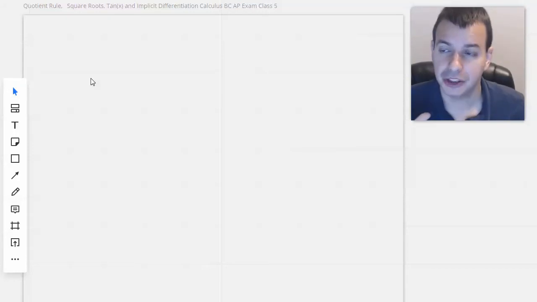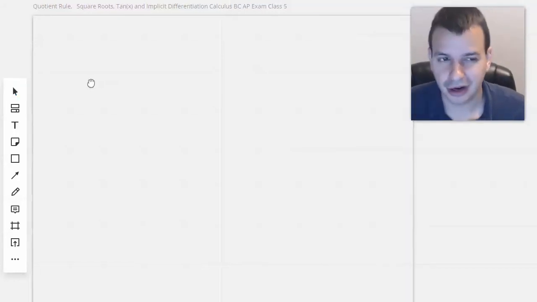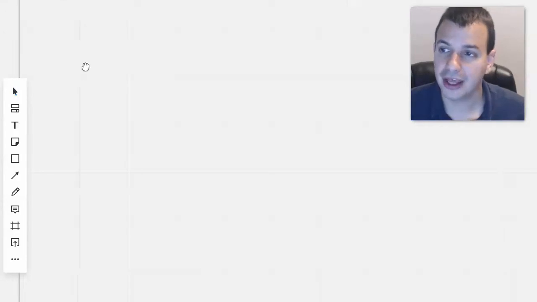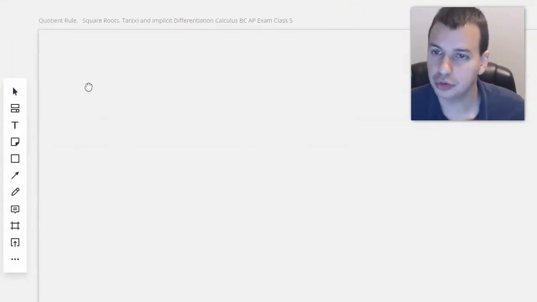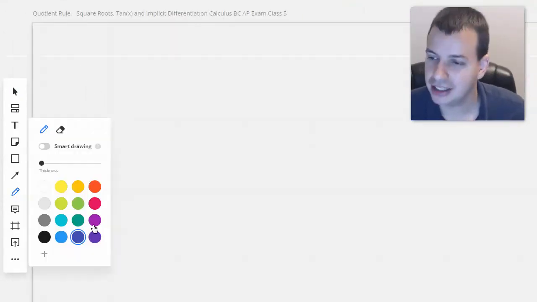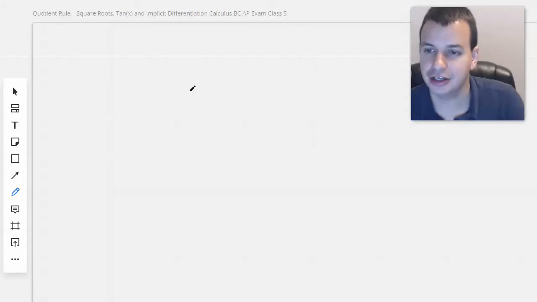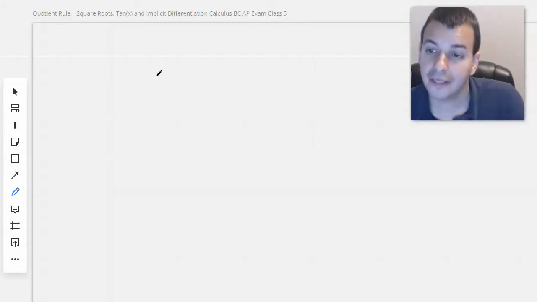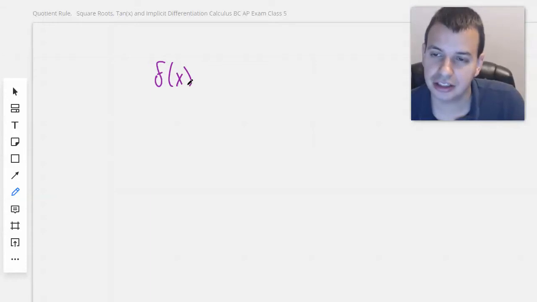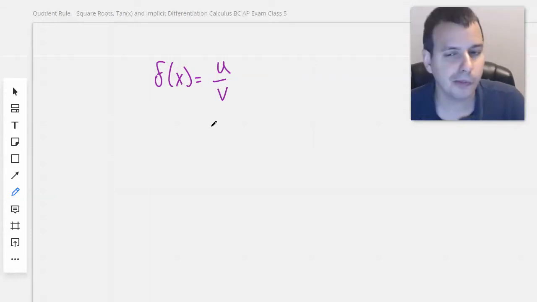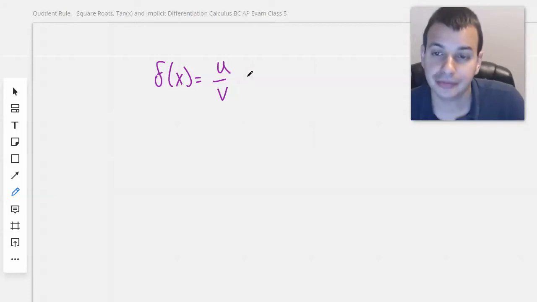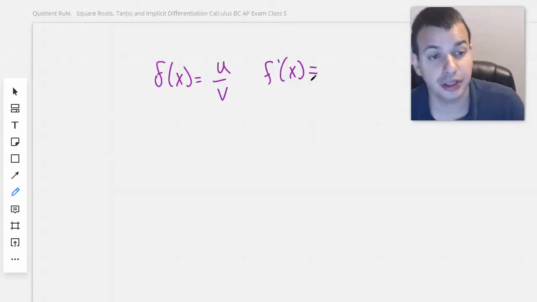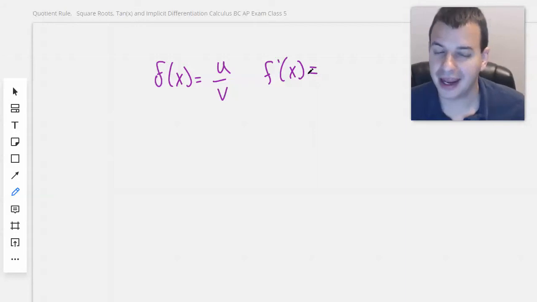Okay, so I mentioned it before, I have a great disdain for the quotient rule. The idea of the quotient rule is that if you have something along the lines of, let's say, f of x equals u over v, then there's some way of finding that f prime of x equals something. And I just don't do that.